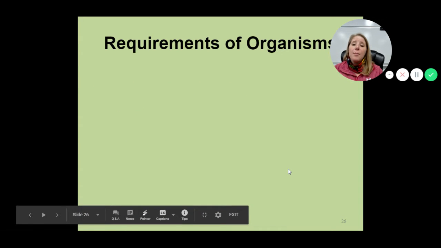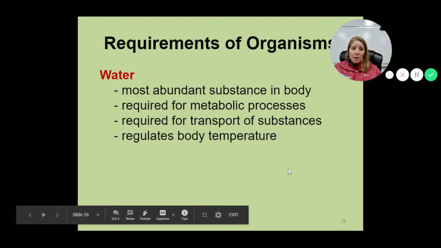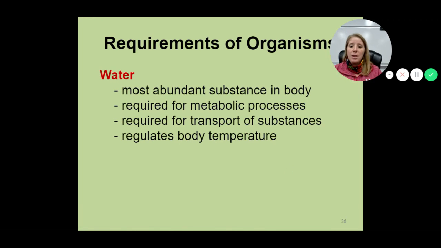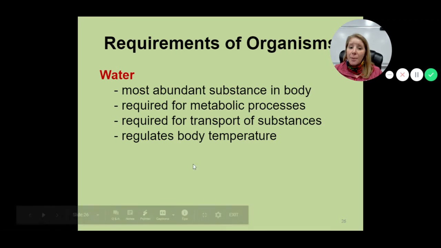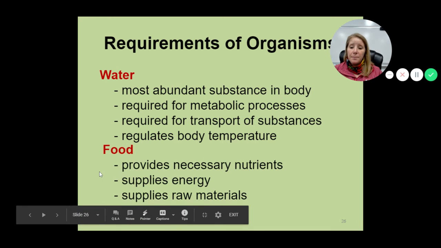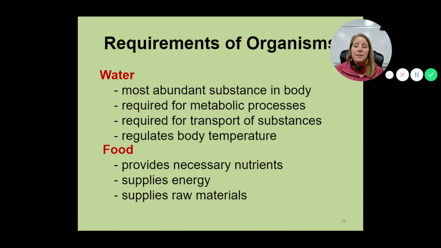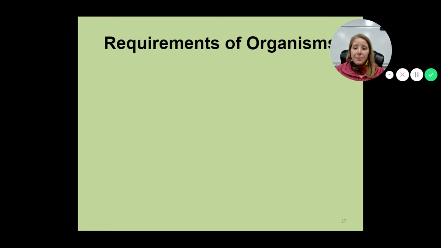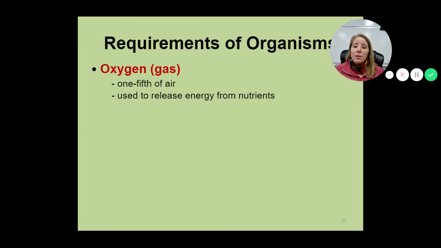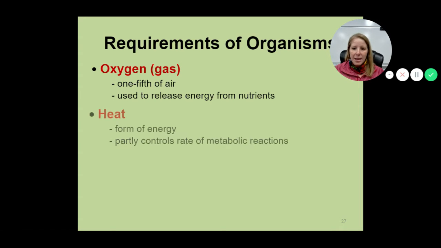Okay. So for an organism to live, we need the water. It is, again, the most abundant substance in the body. It's important for all of our metabolic processes, and it transports our substances and helps regulate our body temperature. We need food to provide our nutrients and supply energy, and we need the raw materials for our body. We need oxygen, which is just 1/5 of this air that's out here, to help us release the energy from our nutrients. I did say that already.